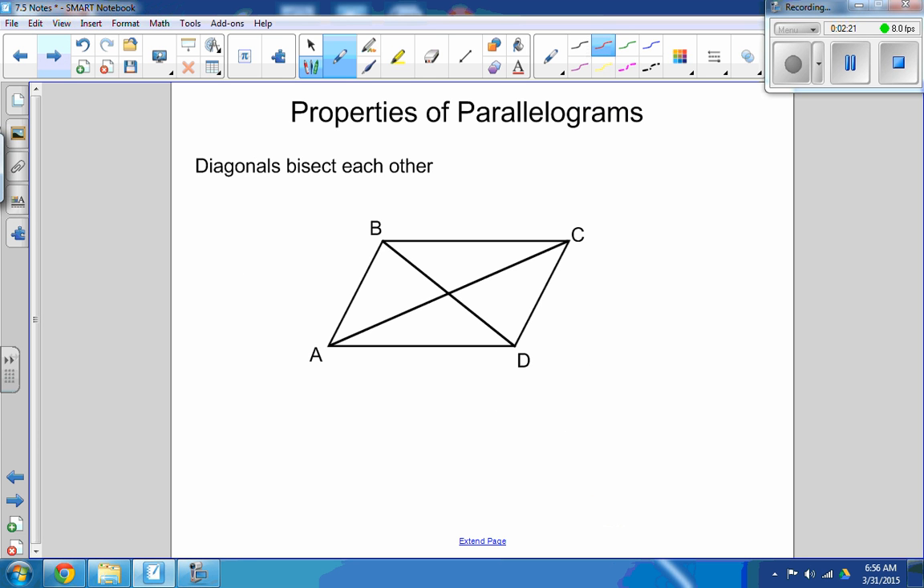The diagonals bisect each other. So that is cut in half by the other diagonal, and then this is cut in half by the other diagonal. So the diagonals bisect each other. Remember, bisect means they cut each other into congruent segments.